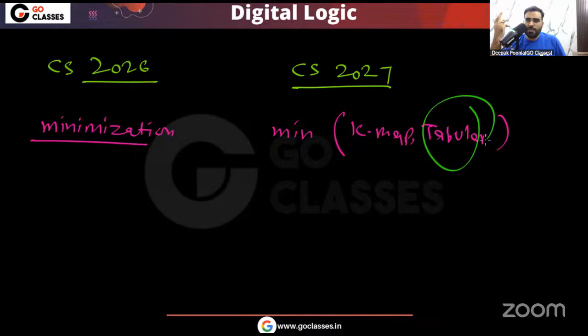In the tabular method, we study prime implicant, essential prime implicant, implicant. Those concepts we have already studied in our Go Classes lectures. K-map also we have studied. So remember, for digital logic, the syllabus did not change. I hope you understood.